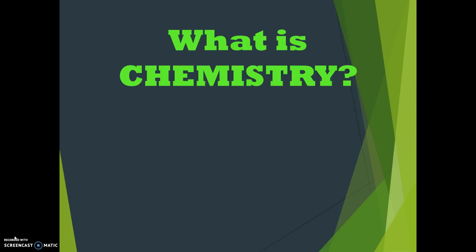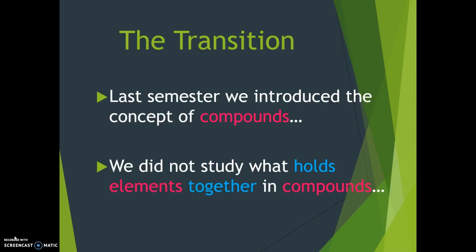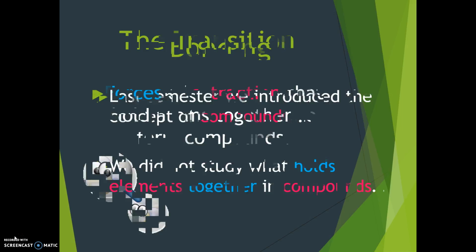When we first met back in September, we defined chemistry as the study of matter, its properties, and the changes it undergoes. We spent all of first semester studying matter, how to measure it, observing it, and learning about its properties. This semester, we will be focusing on all of the changes that matter can undergo. We did introduce compounds last semester, however, we stayed away from what holds elements together in compounds. During the next 2 units, we will be studying this topic in the form of bonds.